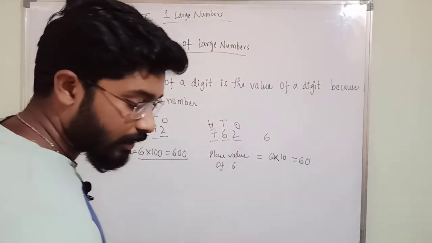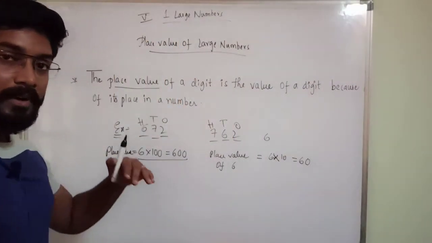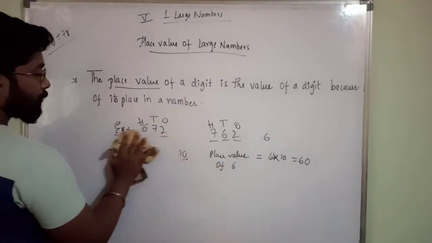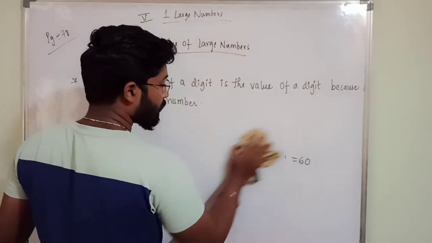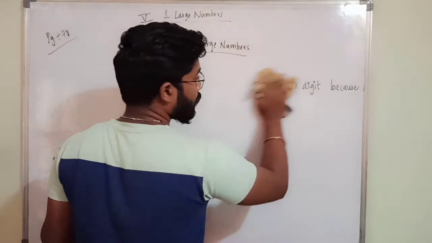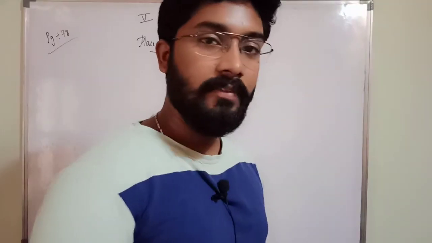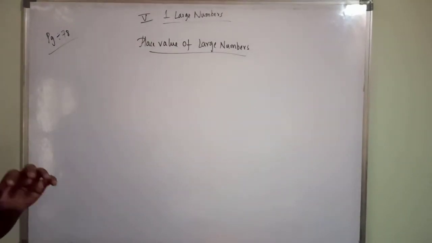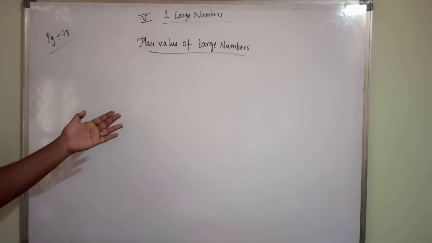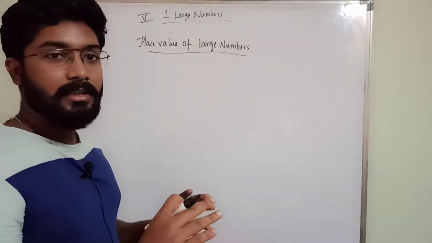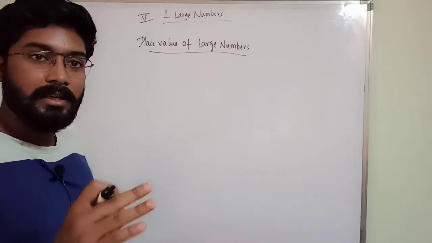Okay, in which place it is there, for that place, what is the place value? It will come. Okay, so depending on the place, the value of the digit will change. That is the place value. If it is in tens place, you get that digit into 10. If it is hundreds place, you get that digit into 100. That will be the place value. According to the place of the digit, the place value will change. So that's why the value of the digit is depending on the place in the number.